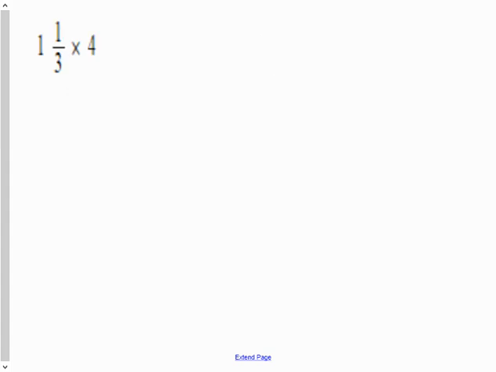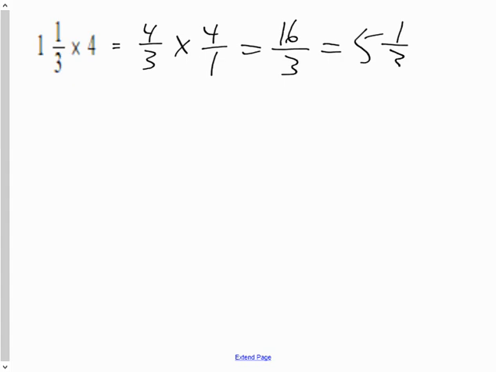Your next question, question 12, says 1 3/4 times 4. So we're going to change our mixed fraction to an improper fraction, 7/4, and multiply that by 4. Or, of course, the easier way to do it is think of 4 as being 4/1. Multiply your numerators, you get 28. Denominators, you get 4. That is 7.